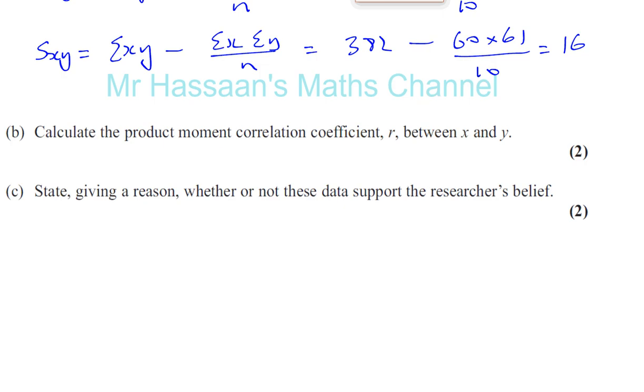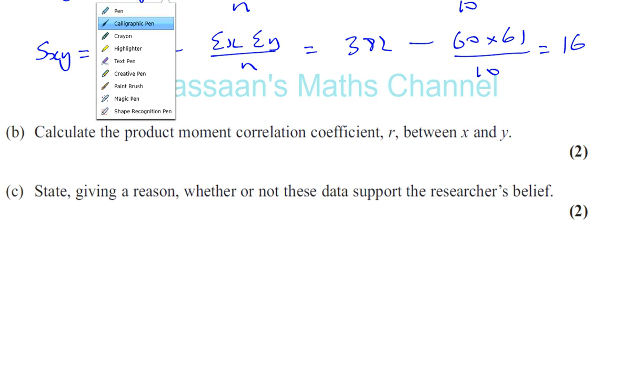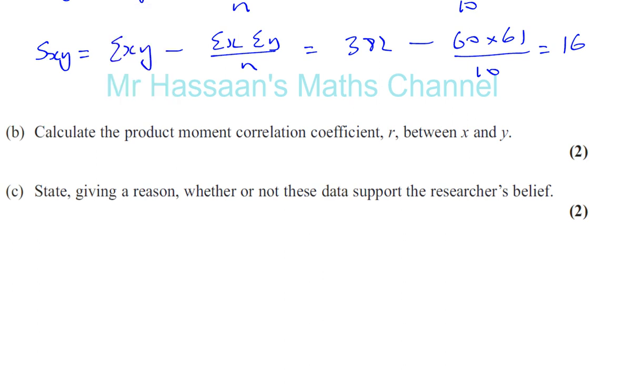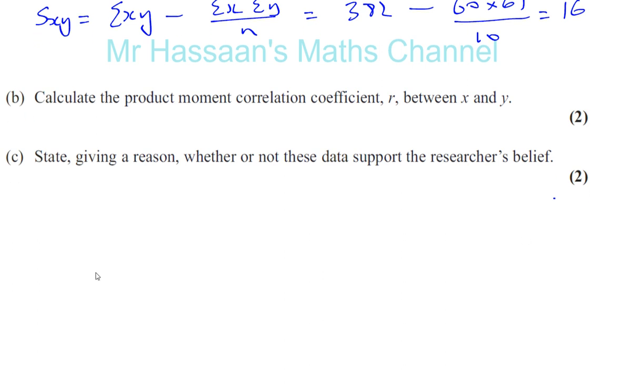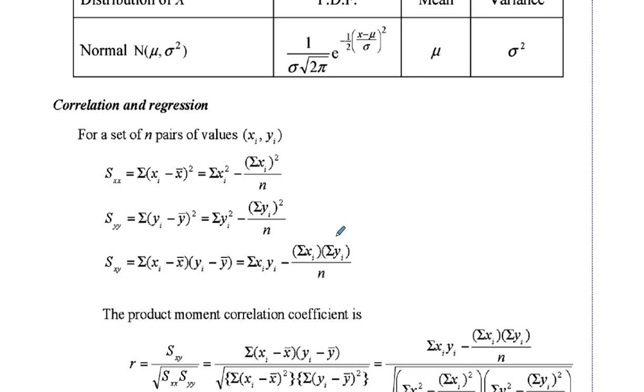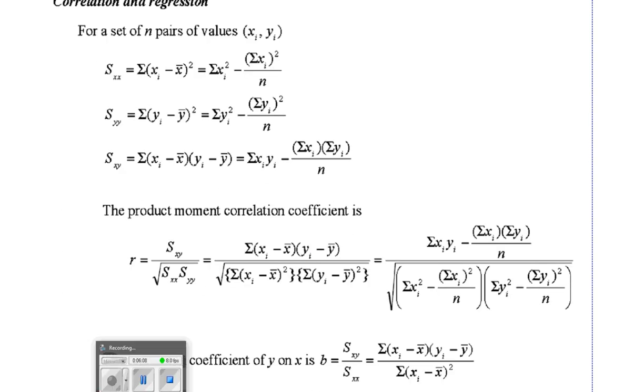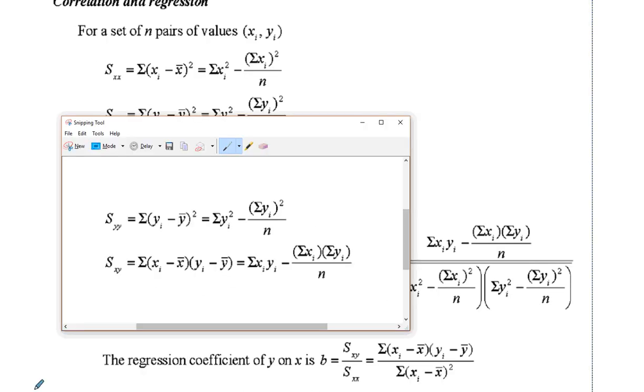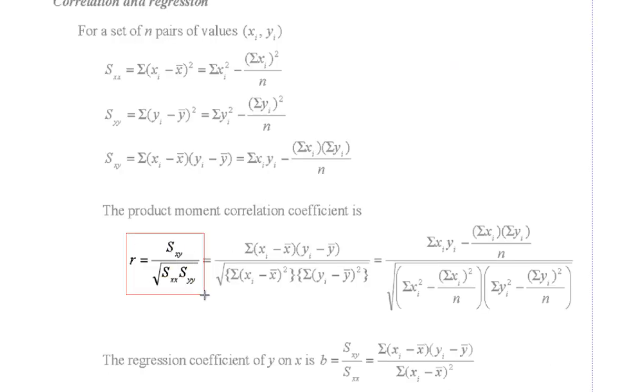Okay, let's move straight on now to part B. It says calculate the product moment correlation coefficient R between X and Y. Again, straight away we can go to the formula book, which is on the next page. We can look down here and we can see R is equal to, and they gave us what we need. So let's just copy that and paste it in our page. So we need this basically.